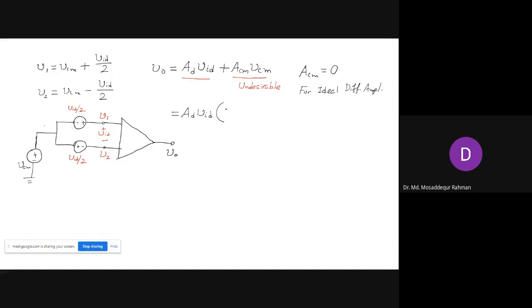So now we'll define what is the common mode rejection ratio. We can express the output voltage like this. We have ACM divided by AID times VCM by VID.